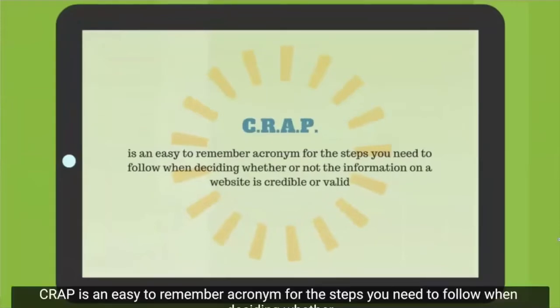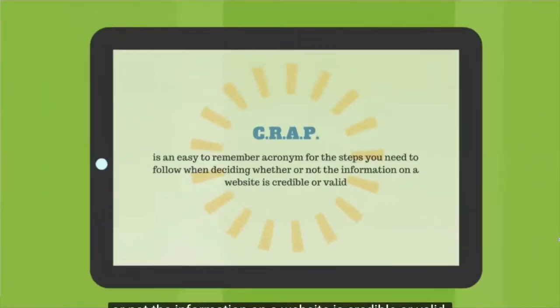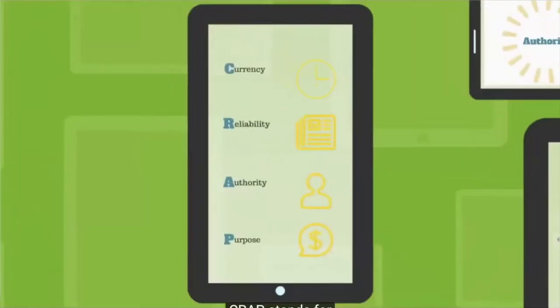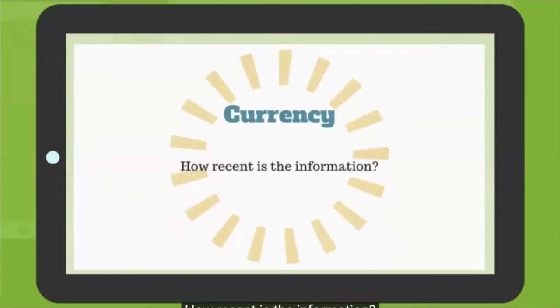CRAP is an easy to remember acronym for the steps you need to follow when deciding whether or not the information on a website is credible or valid. CRAP stands for currency, reliability, authority, and purpose. So what does that mean? Well, let's start with currency. How recent is the information?